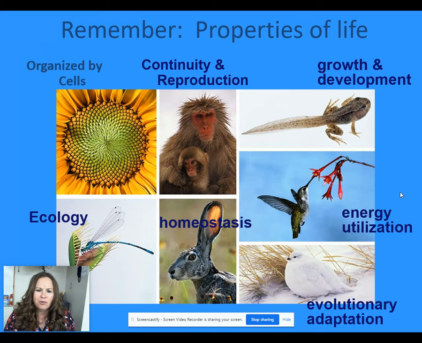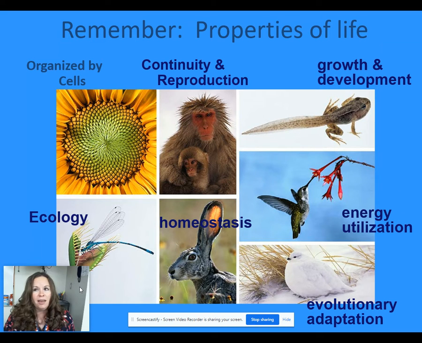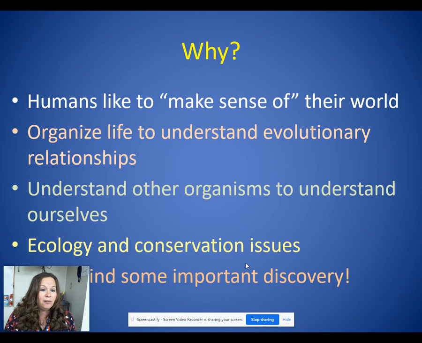We utilize energy. We have to take in food or make food, depending on if we're a producer or a consumer. All living things evolve, adapt to their environment, respond to their environment. They must maintain homeostasis, an internal balance and regulation of their internal components. And all living things display ecology, meaning they can't live on Earth alone. They rely on other organisms, and other organisms may rely on them as well.